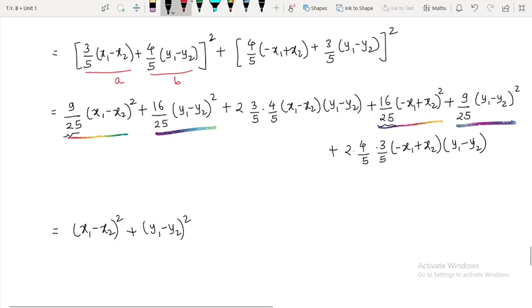And what about this term and this term? So this term and this term will get cancelled out, I guess. Yes, it will get cancelled out. What is the reason? I will tell you. Now see here, over here I am having x1 minus x2 and this is y1 minus y2. Now over here I am having minus x1 plus x2. So if I take minus sign common from here, what am I going to get? It is x2 minus x1 actually. So this is x2 minus x1.